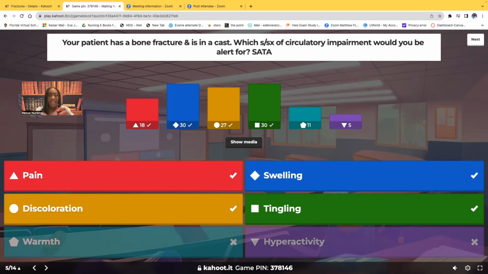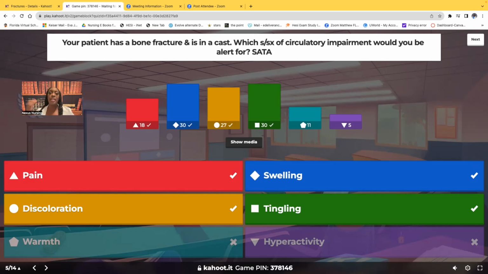Tingling. That's the paresthesia, that tingling sensation where the patient feels like pins and needles. That's also a sign of decreased circulation. Not warmth. Warmth would be a sign of infection. And not hyperactivity. I just made that up. I threw that in there. Okay, you're not going to see hyperactivity in the patient.